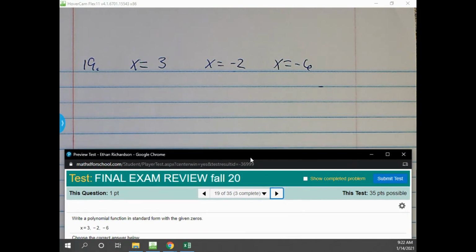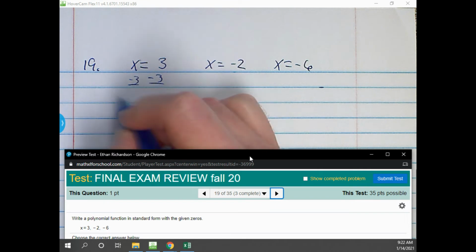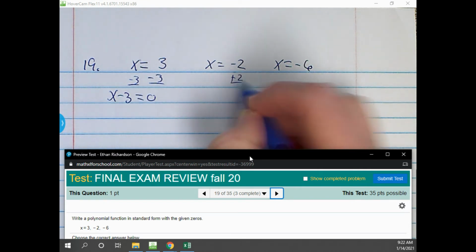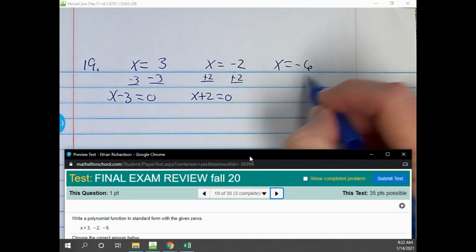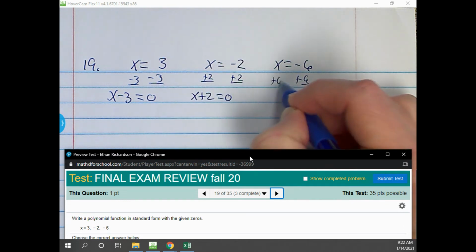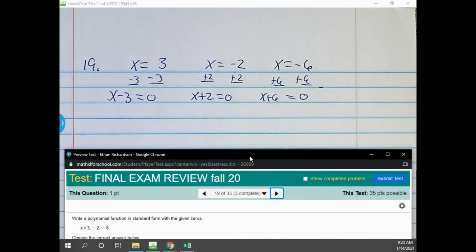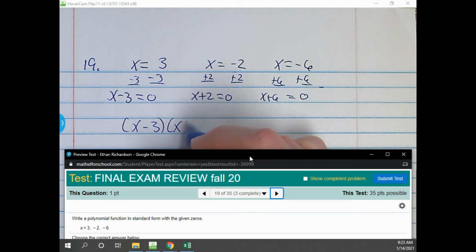And this is when we're going to do everything backwards. Now we've got to set this thing equal to 0. So we're going to move this number, change the sign, and put it back over here with the x. Same thing here. We're going to add 2. And this one we're going to add 6. So basically, they've given you the answers, and now it's like a Jeopardy. They gave you the answers. You've got to figure out what the question is. So once we've got those 3 things, then we're going to go back and multiply all these 3 parts together.